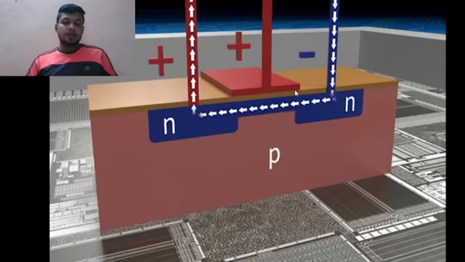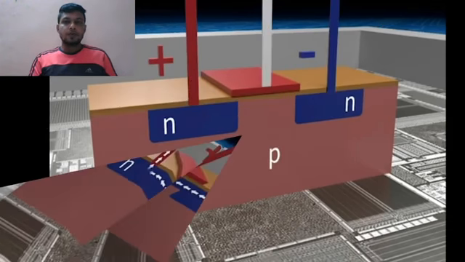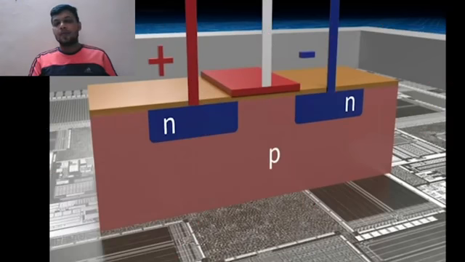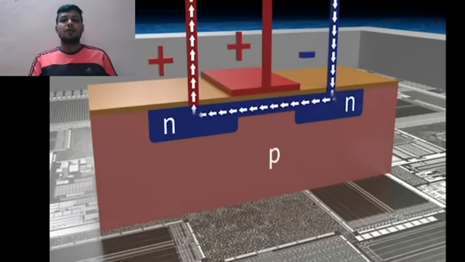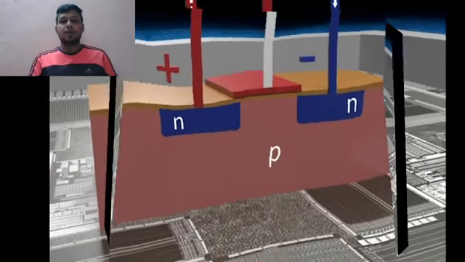In this way, transistors can be turned on or off, or 0 or 1. So here there is no flow of current. So this is the off state and this is the on state. Here you can see that.